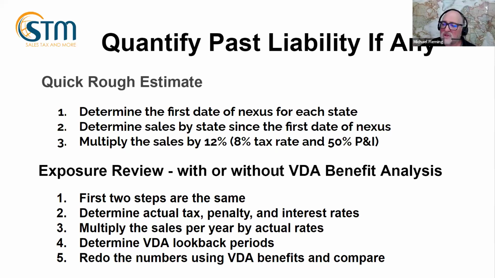So you're going to determine the VDA look back periods, and then you're going to redo all the numbers using the VDA benefits and then compare the results. And a quick rule of thumb is you want to be saving at least as much money by doing the VDA than it's going to cost you. So if you're only going to remit $500, 50% of that is $250.